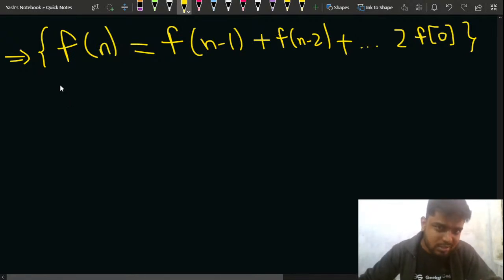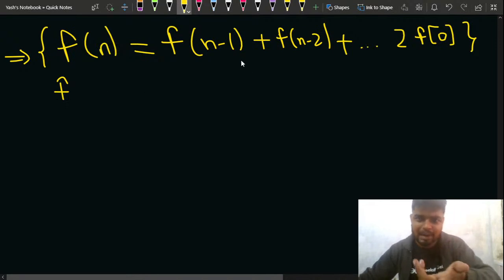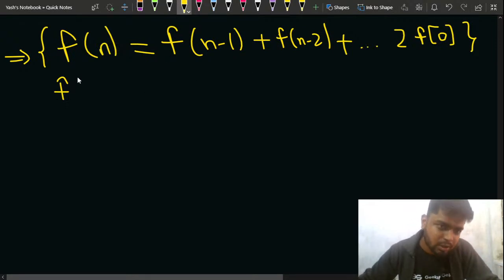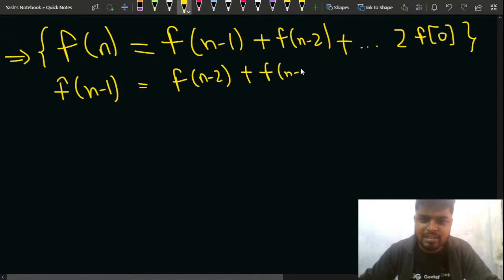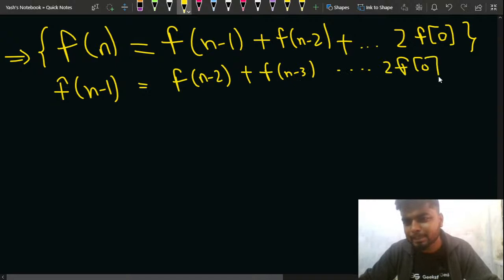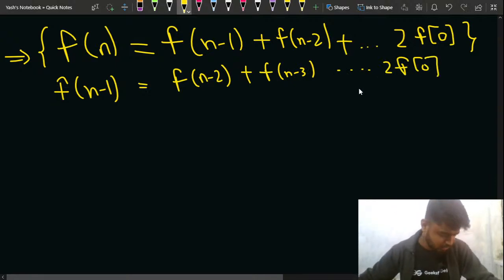But this much part is not enough for us to calculate, right? So what I can do is, instead of n, I can write n minus 1. So if I do that, this will be f of n minus 2 plus f of n minus 3, and it will go up till 2 times f of 0. Okay, this would look like this. Okay, n is equal to 4. Yeah, total 11 ways.